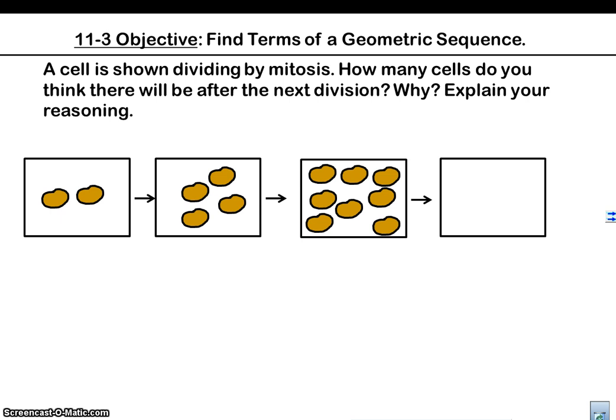So I just wanted to start here by talking about maybe a real life example. Maybe a cell is shown here dividing by mitosis. How many cells do you think there will be after the next division? Let's say we start at 2, and we divide, we're going to end up with 4. We divide again, we got 8. Right, so we got 2, then 4, then 8. How many do you think there are?